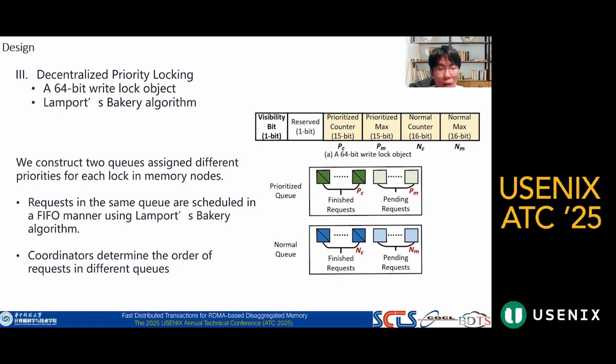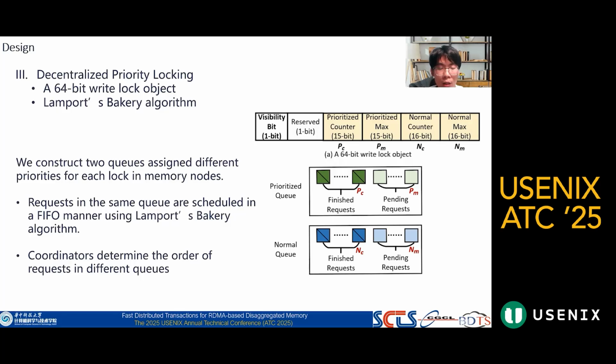Next is our third design. Most transaction systems face a risk of high tail latency due to local contention and deadlocks. Our goal is to manage and schedule local requests for transactions. So, we construct two queues assigned different priorities for each lock in the memory node. We queue requests with the same priority in a first-in, first-out manner, using Lamport's bakery algorithm, and rely on coordinators to determine the order of the request by reading the lock object.